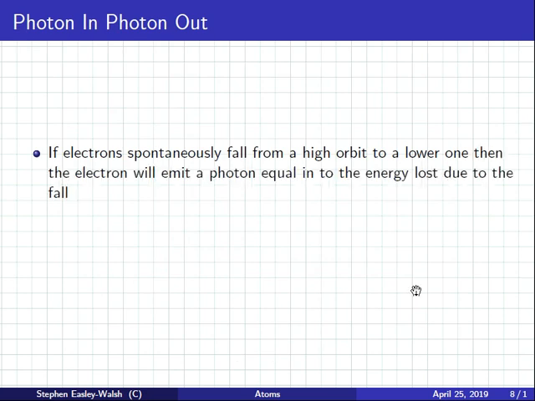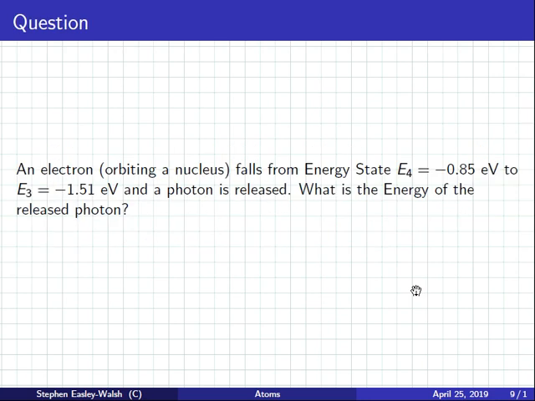Okay, we talked about this a little bit. So here's a question. You have an electron and it's in state 4. In state 4 it's minus 0.85 electron volts. Then it falls to state 3, minus 1.51 electron volts. So did it gain or lose energy? Lose energy. Where did that energy go? Photon. Yeah, it went to making a photon.